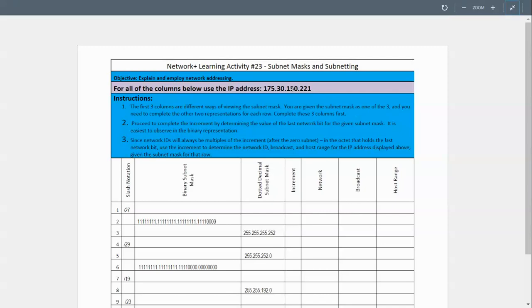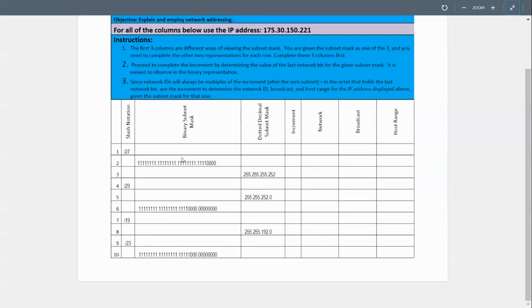So in this activity, it says right here, complete the first 3 columns. We know exactly how to do this piece. This slash notation is pretty easy. Binary subnet mask is fairly simple, and dotted decimal subnet mask is easy. And even the increment is pretty easy to come by. It's the network, the broadcast, and the host that's going to be a little bit hard.